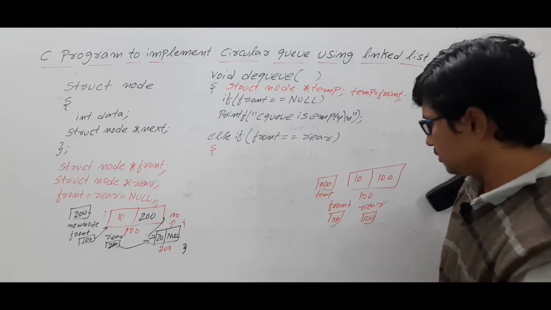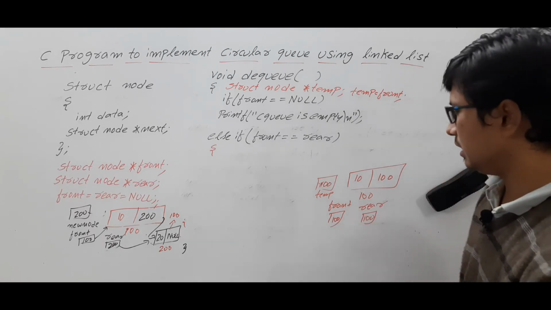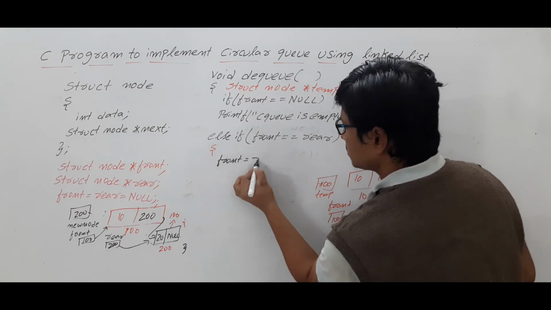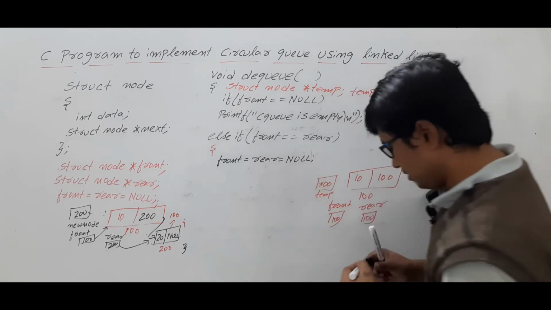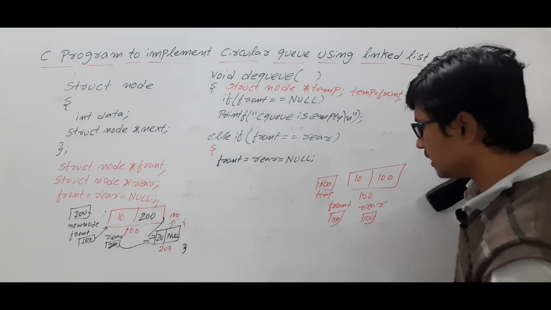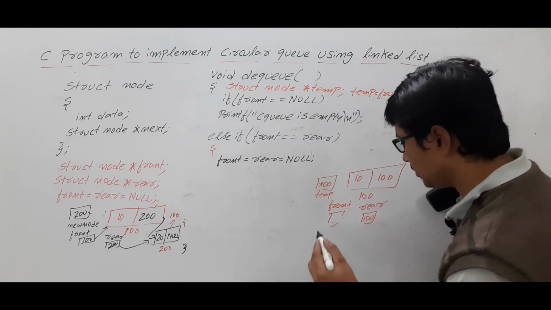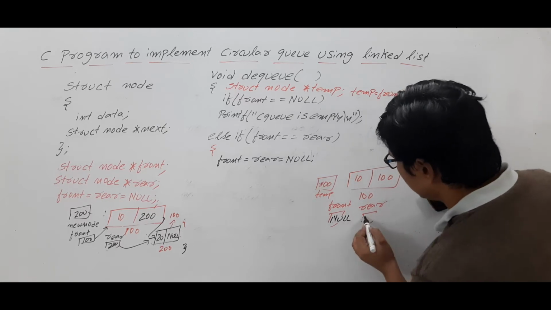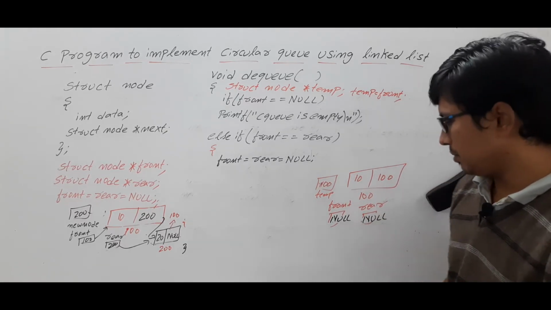Now what you need to do first is make front and rear equal to null. So you will write front is equal to rear is equal to null. Now front and rear become null pointers. Already in the C programming lectures I have discussed various pointers. One of the pointers is the null pointer. The null pointer does not point to any memory location.